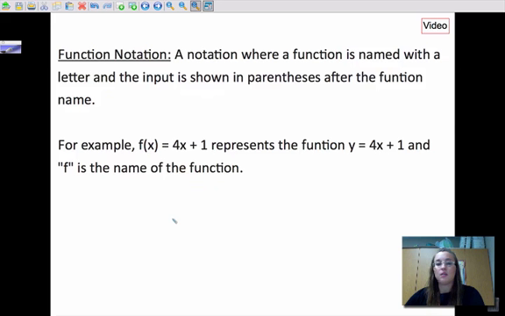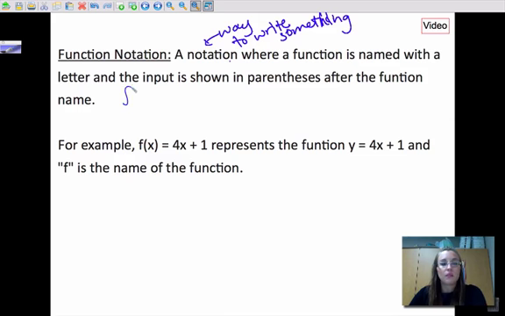Okay, so here's what it looks like. It's a specific notation. That just means a way to write something, a different way to write something. Function notation is a notation where a function is named with a letter, and then the input is shown in parentheses after the function name. For example, f of x is a very common use for function notation. f is the name of the function, and the input is x.